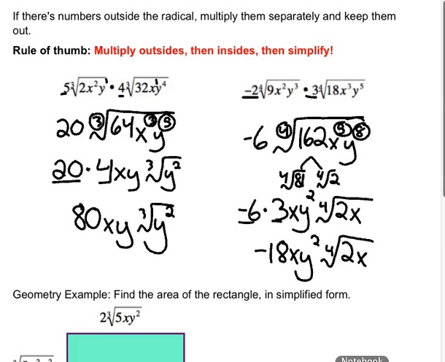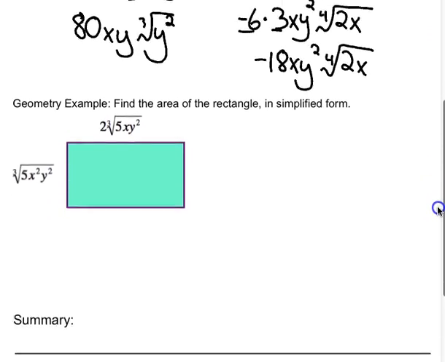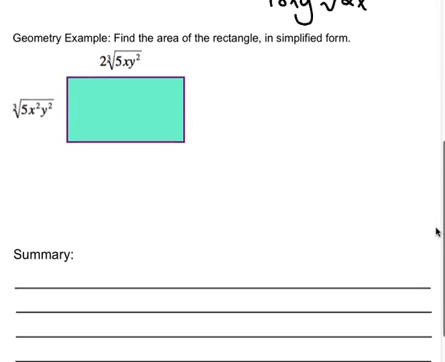And then, of course, just to spice it up, make it a little bit more interesting, let's take a look at a geometry context. All right, so find the area of the rectangle in simplified form. Well, this requires you to remember how to find area. I'm hoping that all of you remember area of a rectangle: length times width. So basically, all it's asking me to do is multiply these two things together.